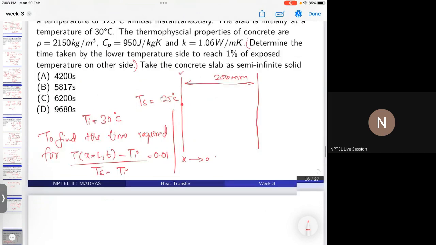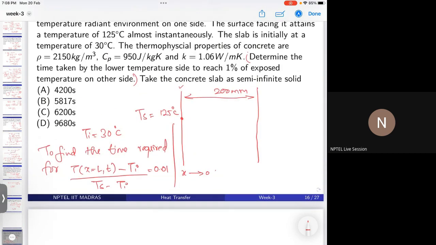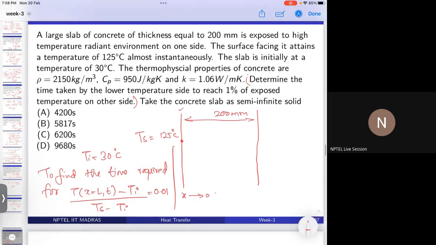Okay. And we are asked to find out the concrete slab as a semi-infinite solid. In semi-infinite solids, we cannot assume lumped analysis. In the lecture, the professor has already discussed heat transfer through a semi-infinite solid. I hope you were able to recollect that. So we have to use those principles to solve this. We cannot directly solve using lumped analysis. We have to use the solution of a semi-infinite solid.